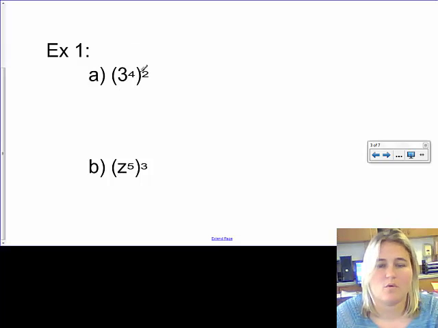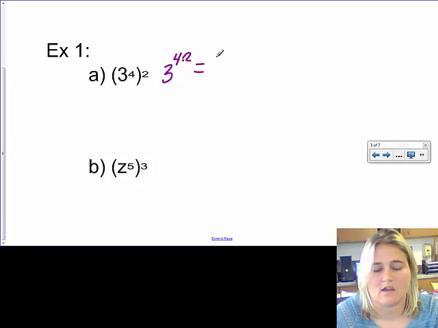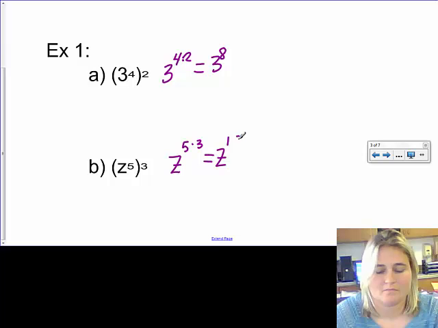For A, on example 1, we have 3 to the fourth to the second, which means that we're going to have 3 to the fourth power times the second power, which is going to give us 3 to the 8th power. Final answer. On B, I have z to the 5th power to the 3rd power, which means I'm going to multiply, and that gives me z to the 15th power. Final answer.